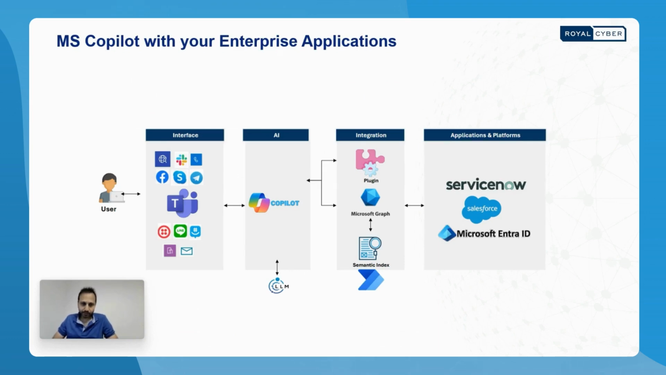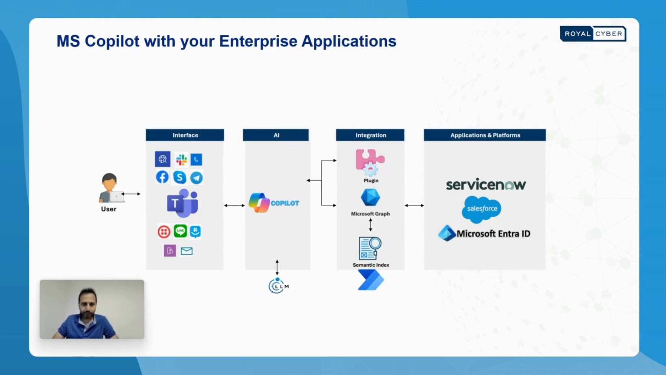Take a look at this example where, through Copilot Studio, a user can talk to any of the business applications through Microsoft Teams, Slack, Skype, Telegram, a mobile app, or any other conversational tool. And Copilot understands through LLM and gets data through Microsoft Graph, other plugins, or gets things done through Microsoft Power Automate.